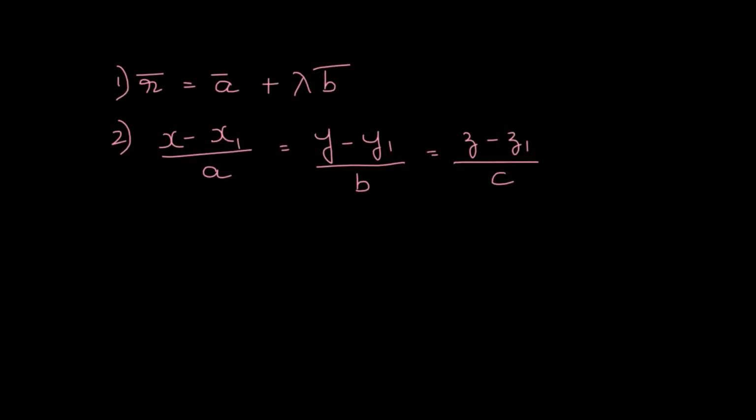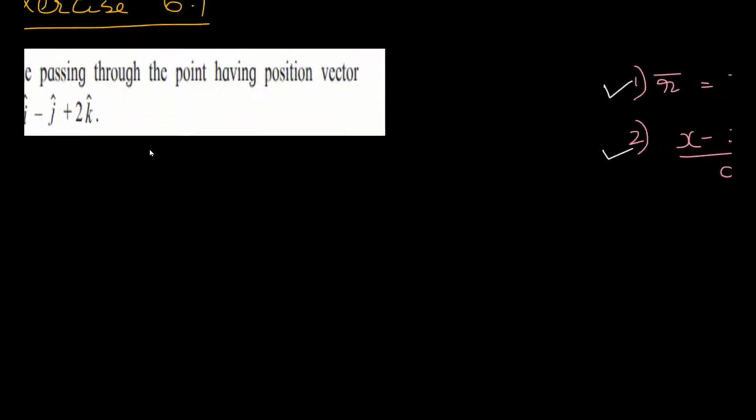Hello students, today we will start with exercise 6.1 and we will be doing those sums involving these two equations of the line. The first equation is a vector equation of the line passing through a given point and parallel to a given vector. R is equal to A plus lambda B. We had seen this in the previous lecture. Similarly, we will also do sums involving the second equation, which is the Cartesian equation of the same line. So let us begin with exercise 6.1 and see what sums we are going to get over there.